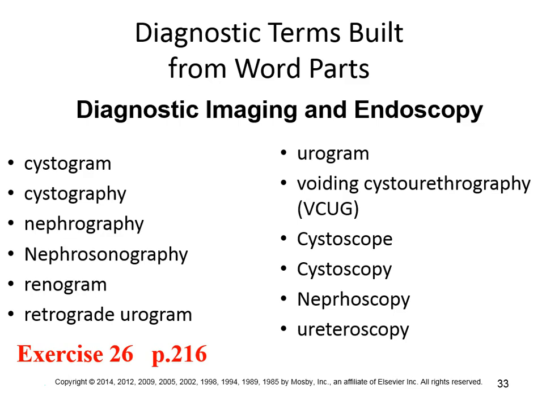VCUG, voiding cystourethrography, that is built from word parts. It's going to take an image of the bladder and the urethra. Again, this is going to be a radiographic image. And then there's a lot of endoscopic things. So you use a cystoscope to perform cystoscopy to look at the bladder, and then same thing with the kidney or the ureter.